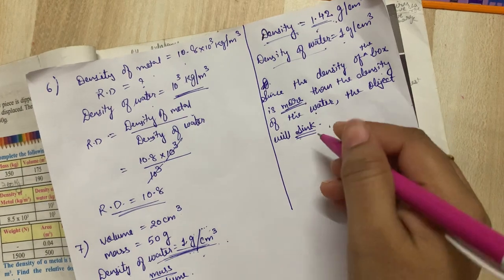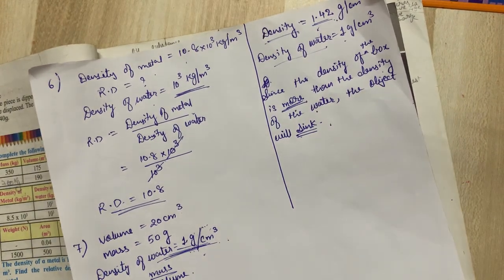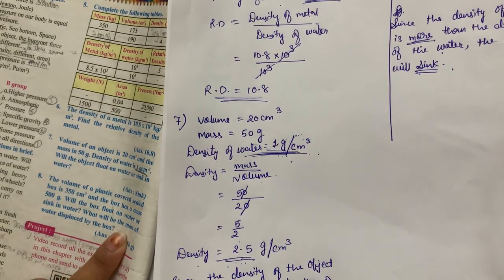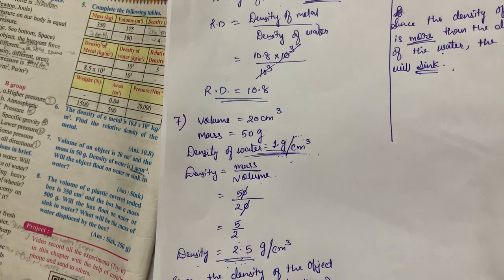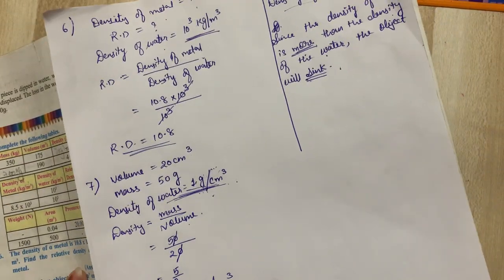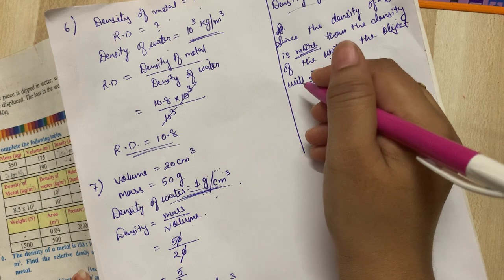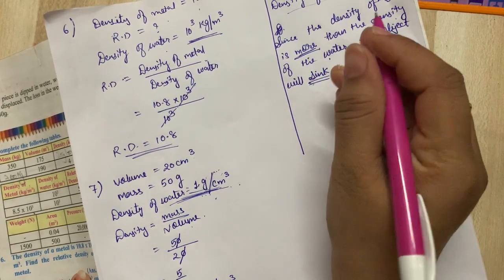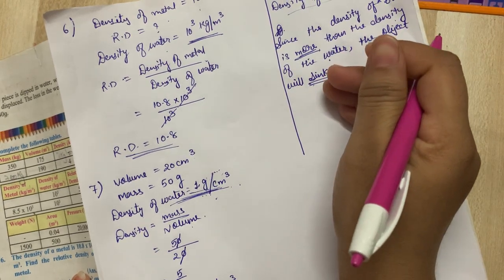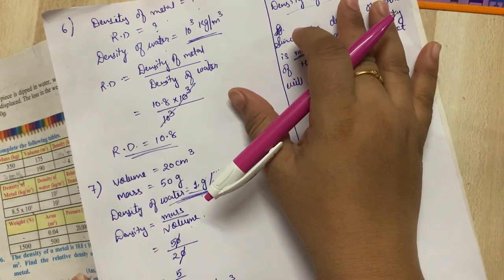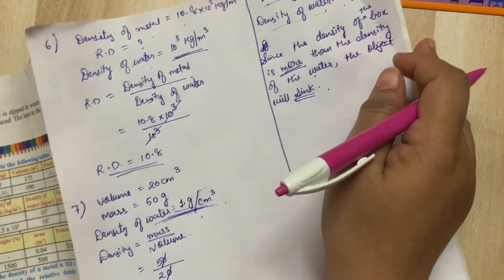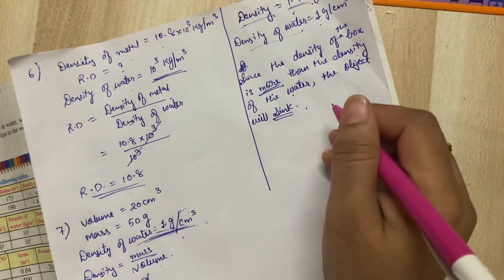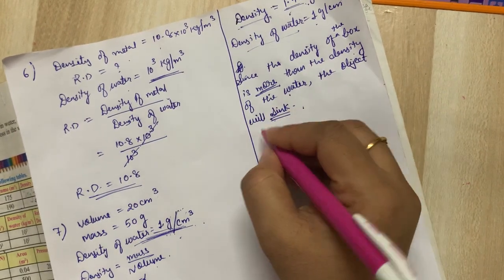Is it clear? Now one more question is added: what will be the mass of water displaced by the box? For this, what will you write? As we know, the Archimedes principle. According to the Archimedes principle, the mass of the displaced water is equal to the volume. This is what we have learned in the Archimedes principle. Don't write directly that the mass will be 350 gram. You should write the reason first.